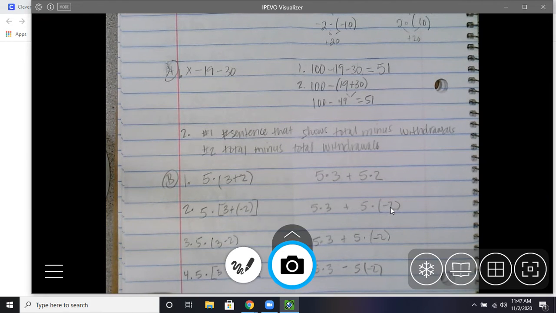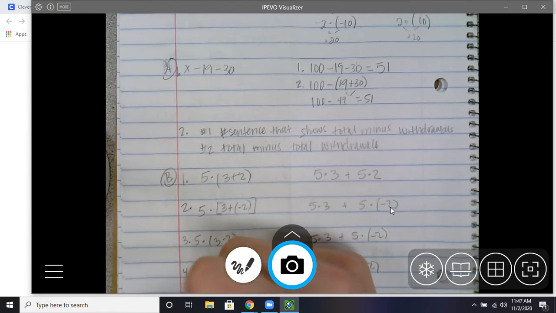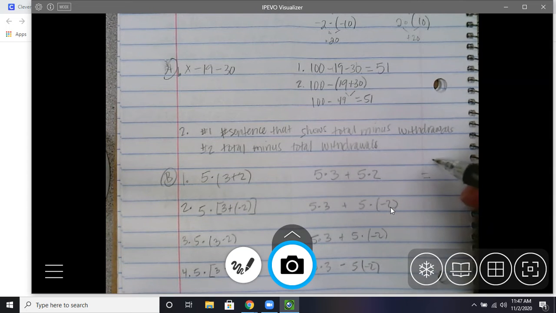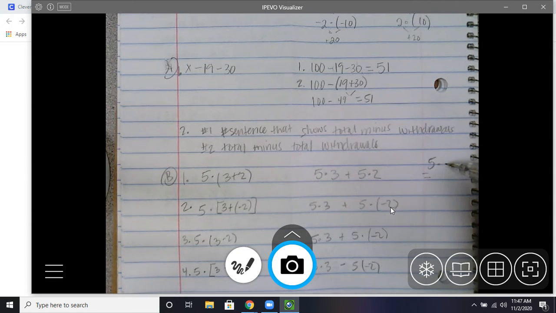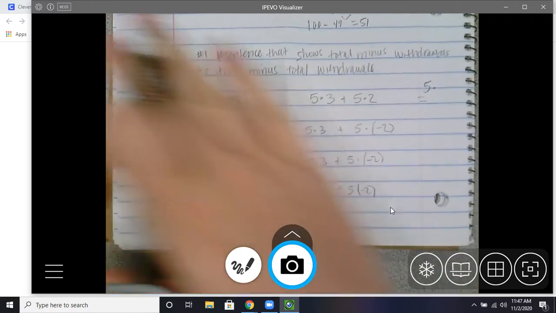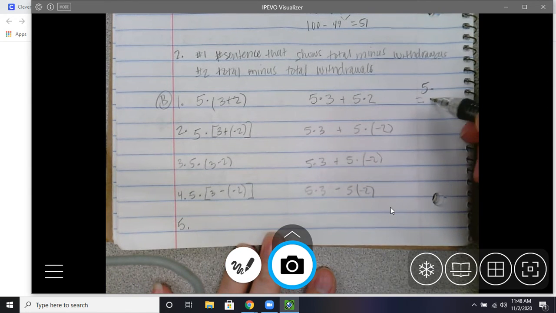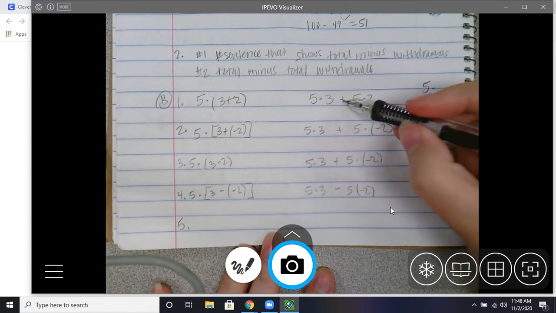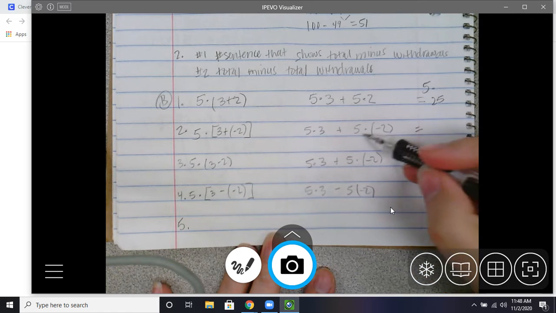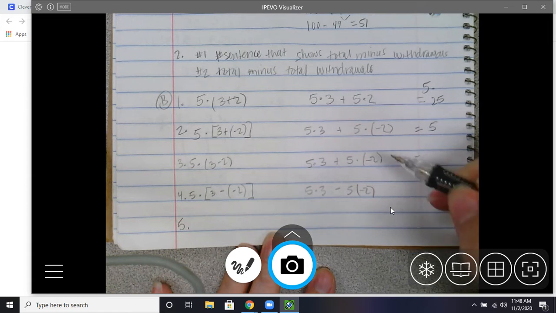Oh, and then number 5 says find the value for each one. So now we're going to go back through. These equal, so this is number 5 up here. I'm just going to put it up here. Can you see that? Nope. Yikes. There we go. Sorry. 25, 15 plus 10, and then 15 plus negative 10, which would be positive 5. Another 15 plus negative 10.